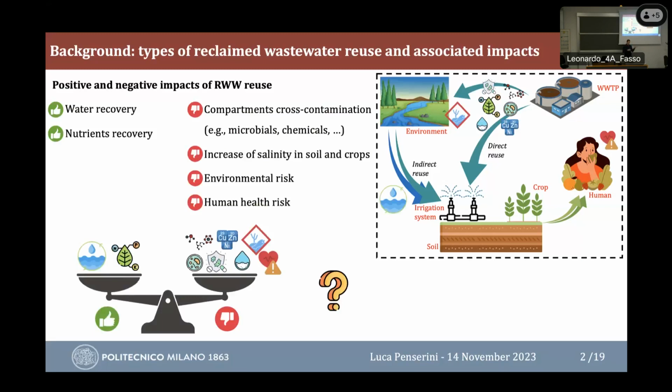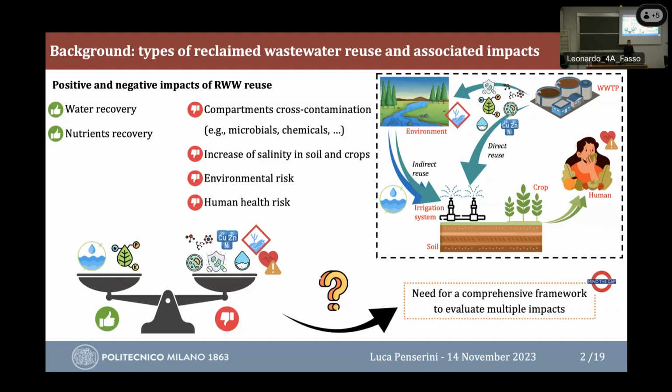In any case, many impacts are related to this practice. The positive ones we have already seen, so water and nutrient recovery, but on the negative side, we have potential cross-contamination between compartments, and an increase of salinity due to the salinity contained in the effluent of the wastewater treatment plant, for crop and soil. We can have environmental risk or human health risk. So the first need is to develop a comprehensive framework which can evaluate these multiple impacts simultaneously and in the correct way.